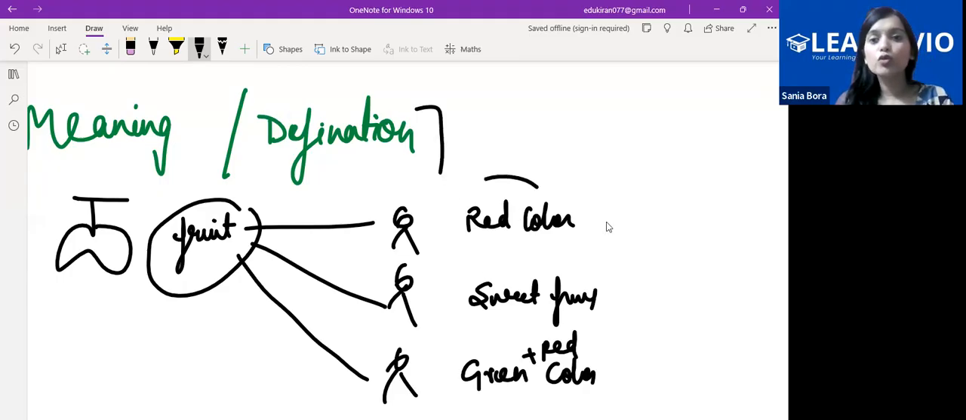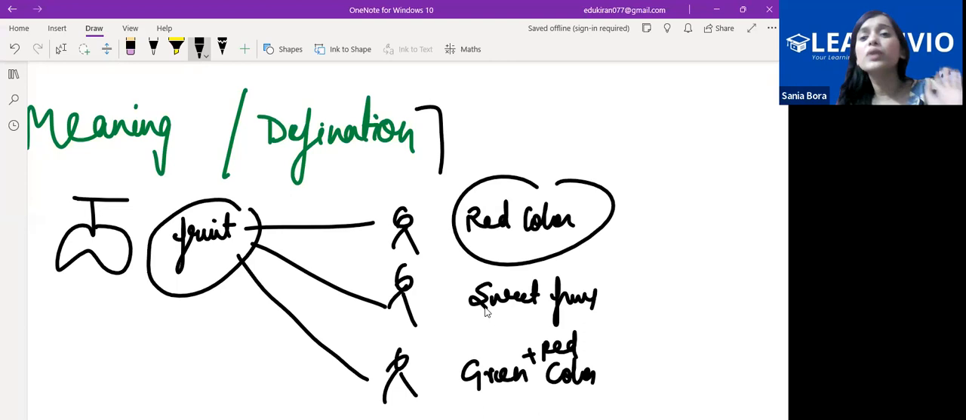According to you, you feel it's a red color. It's okay. Maybe your friend feels that instead of defining it as red, it is a sweet fruit. Very tasty, very yummy. So this is also right. This is also right. So this is a definition. Definition means how a particular person is defining that.